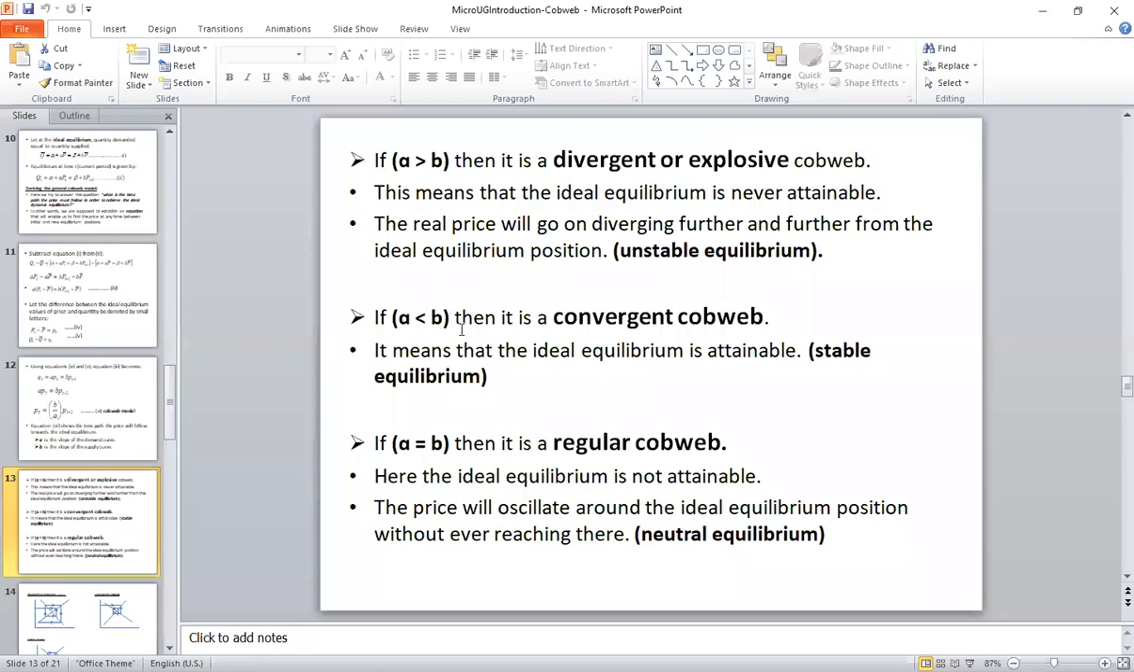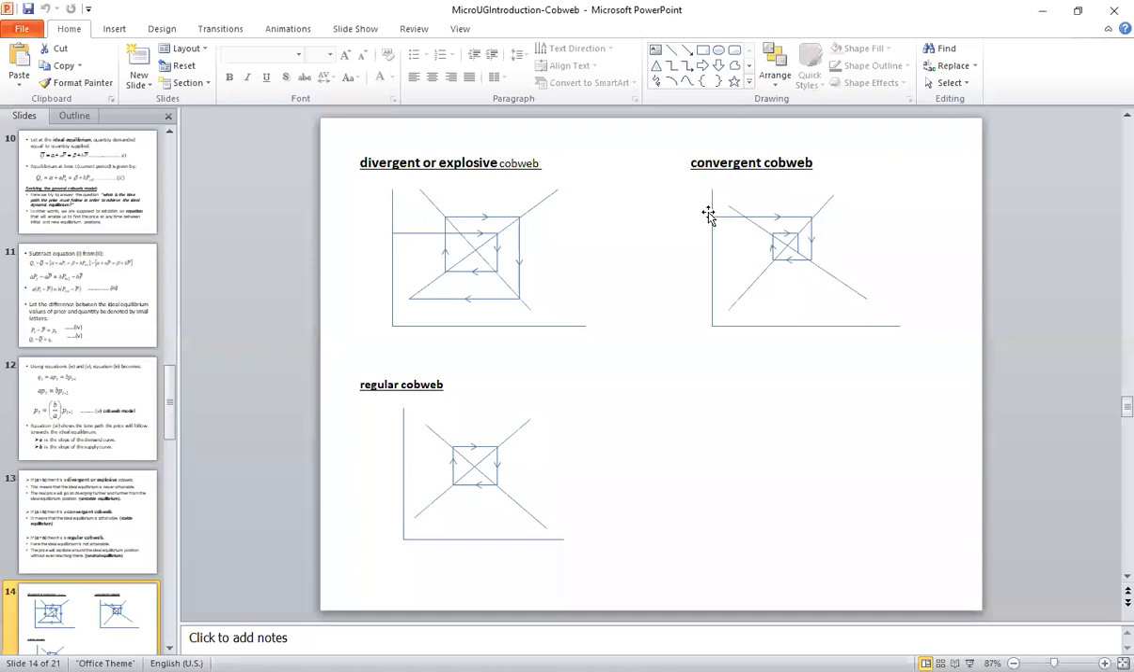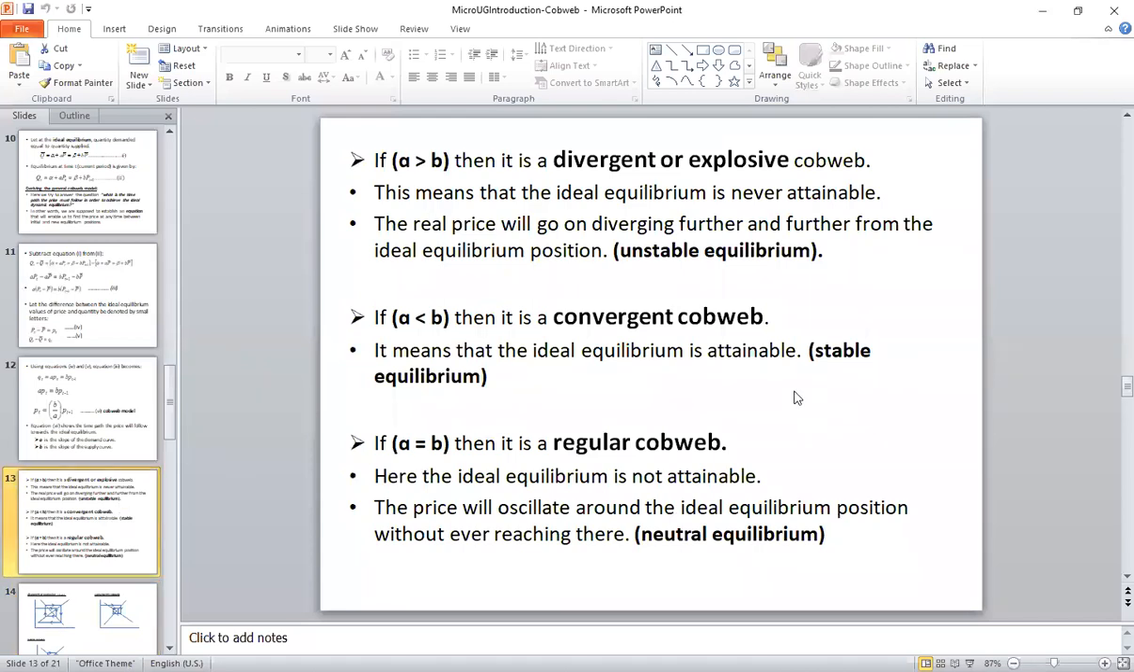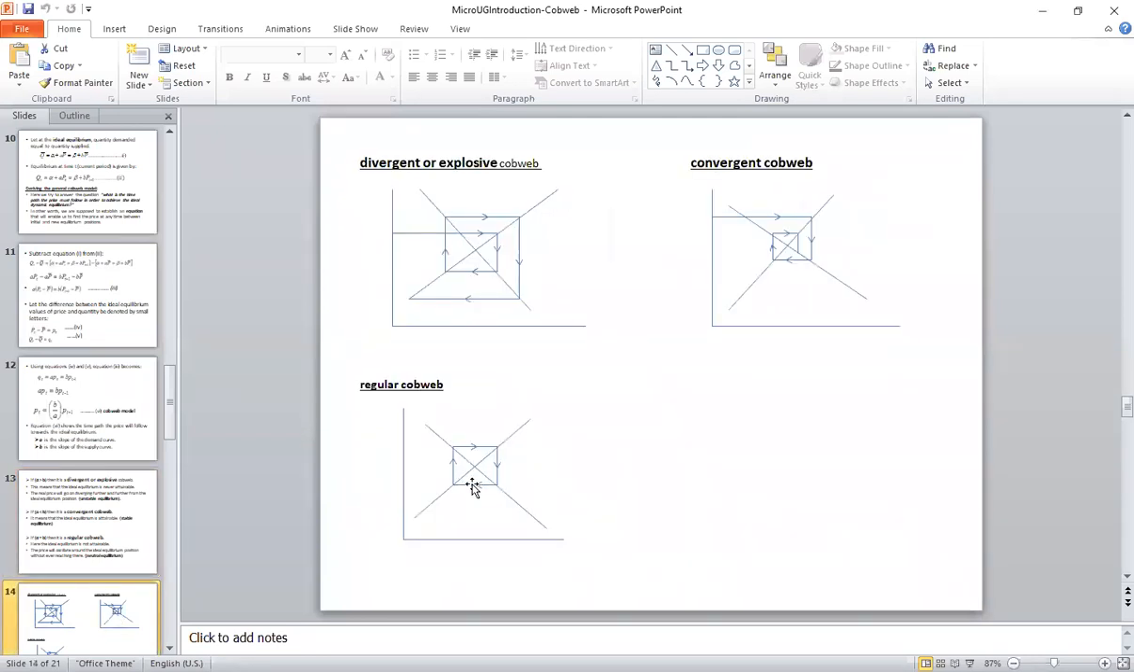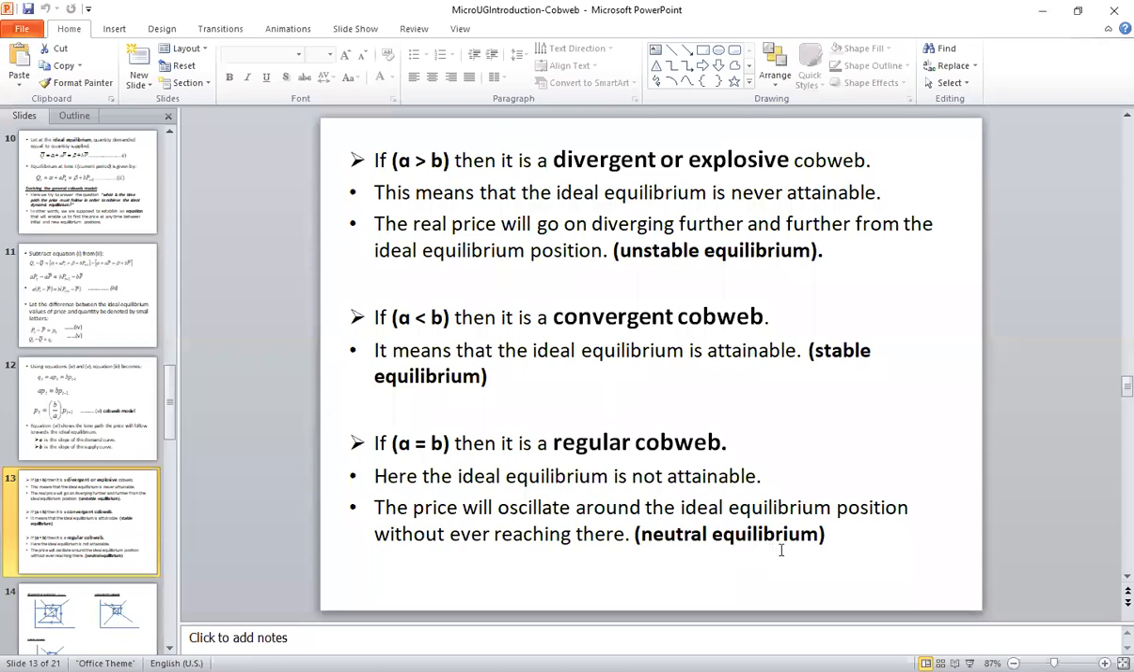Now, if A is less than B, then we have a convergent cobweb. The convergent cobweb is like here. So the slope of the supply curve is greater than that of the demand curve. When the slope of the supply curve is greater, you can see we are moving towards the ideal equilibrium. So prices are converging and eventually the ideal equilibrium is attainable, and we refer to that as stable equilibrium. And if the two are equal, then we have a regular cobweb like this one. So prices will move around the equilibrium without ever reaching there. When the two slopes are equal, you get such a cobweb, and we call that neutral equilibrium.